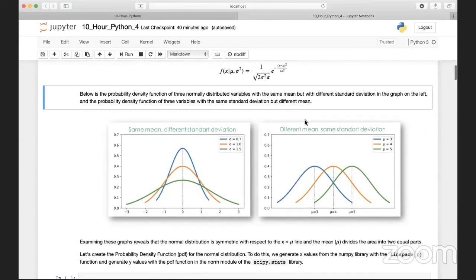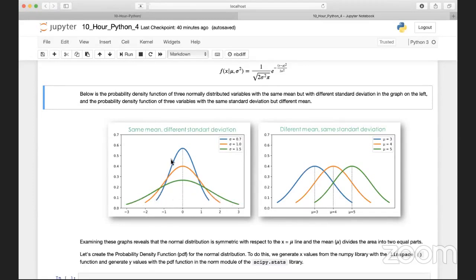Okay, so mean, as you see here, determines the location. Sigma represents the standard deviation and determines the shape. So if you change the mean, your distribution goes right or left. If you change the standard deviation, the dispersion of the distribution changes.